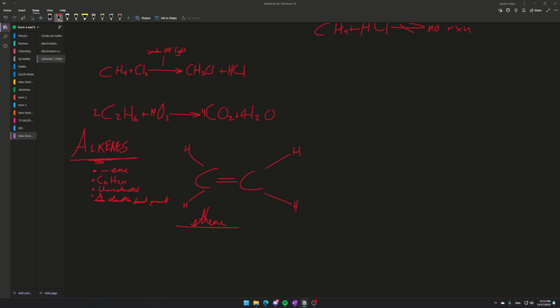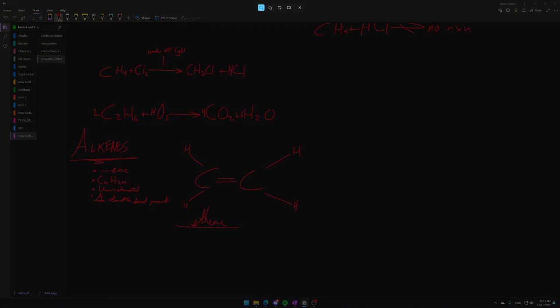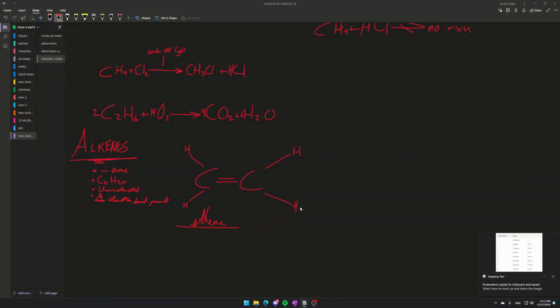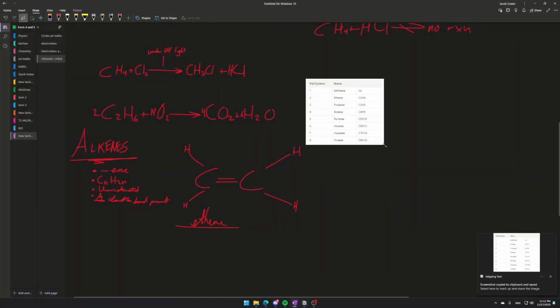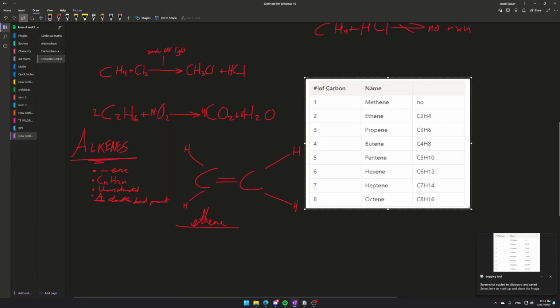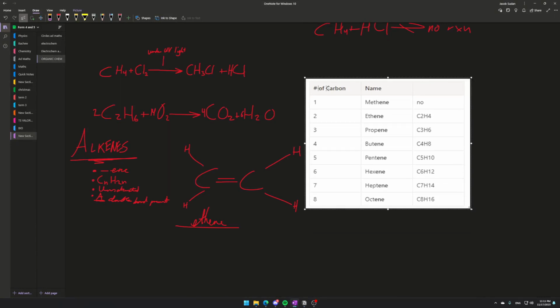So I have a table with the names and formulas that you should copy and paste, screenshot and take, learn it, rewrite it, do what you have to do, or just learn the general formula of it. It's very easy.